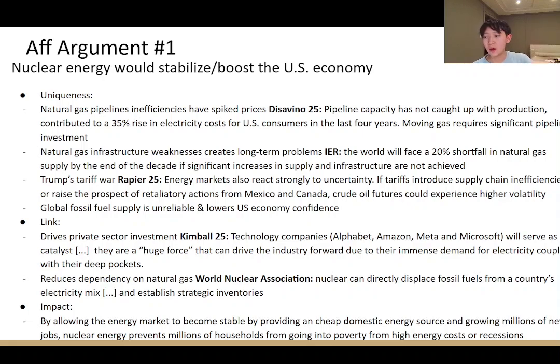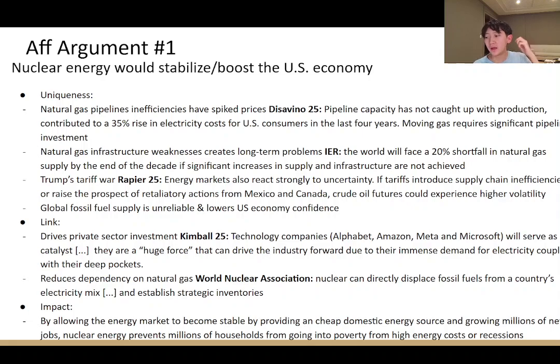In turn, that reduces dependency on natural gas, as the World Nuclear Association finds that nuclear can directly displace fossil fuels from a country's electricity mix and establish strategic inventories. So, if we shift away from natural gas to nuclear energy, that means that we'll depend less on these unstable forms of energy and more on our domestic forms of energy via nuclear power plants.